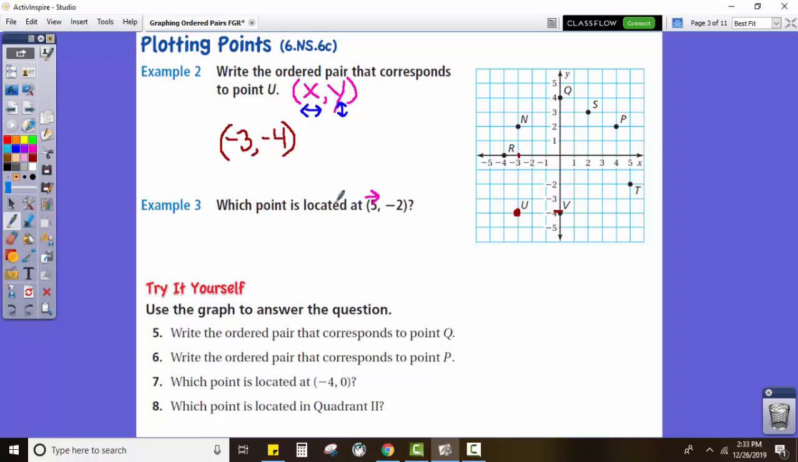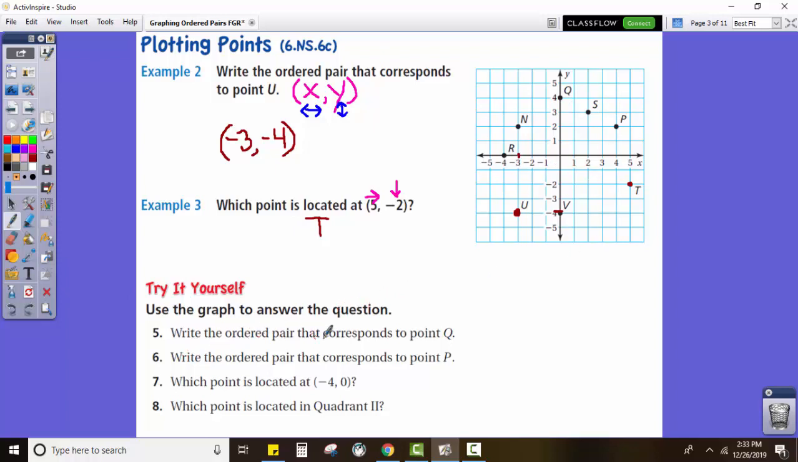Example 3, which point is located at 5, -2? So we're always going to start at 0, 0. Remember the first number 5 means we're going to go over to +5. So if I start at 0 over to +5, and then -2 is how much we need to move downwards. So -2, and I see it's T right there, 5, -2. So that's point T.